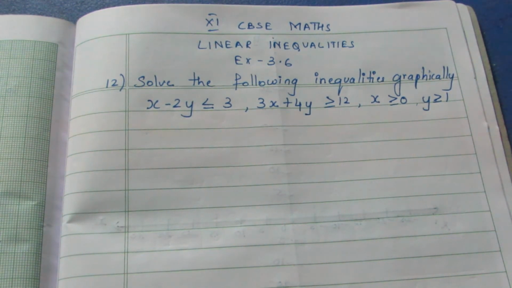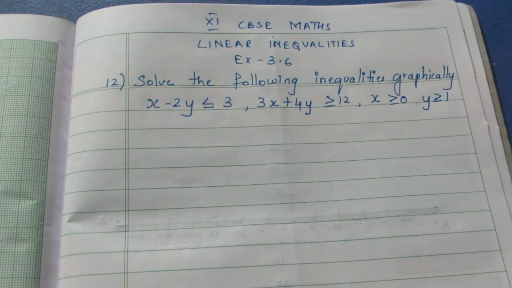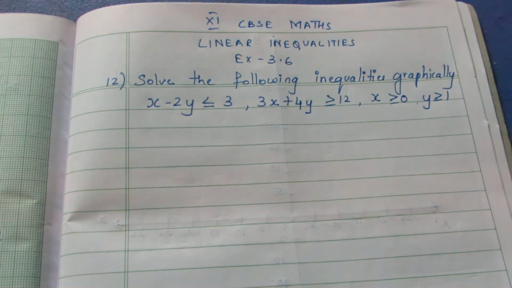Let's see the question. Solve the following inequalities graphically. So we are going to solve it by graph. Here the given question is x minus 2y is less than or equal to 3, 3x plus 4y is greater than or equal to 12, x is greater than or equal to 0, y is greater than or equal to 1.